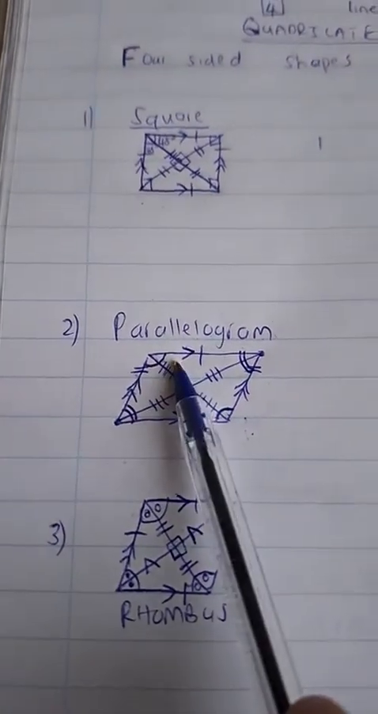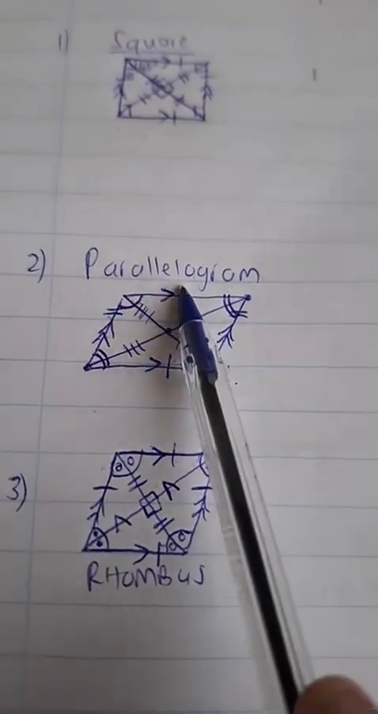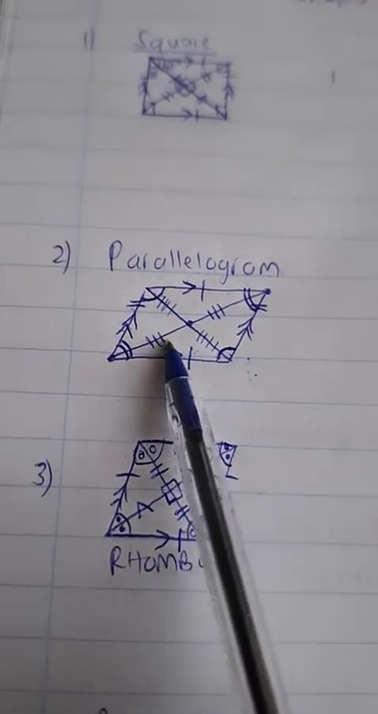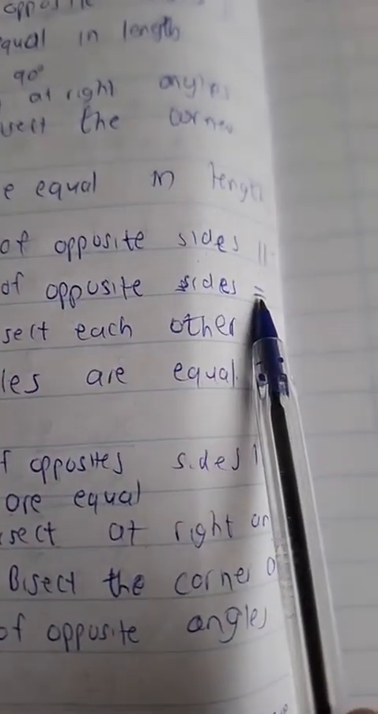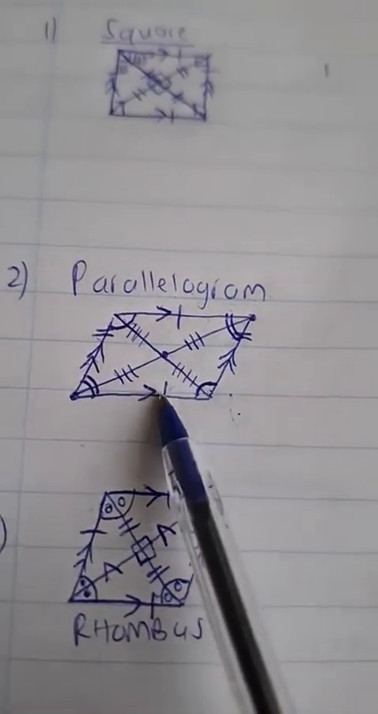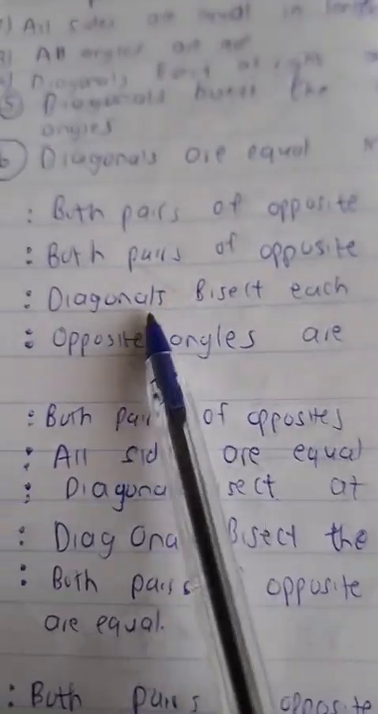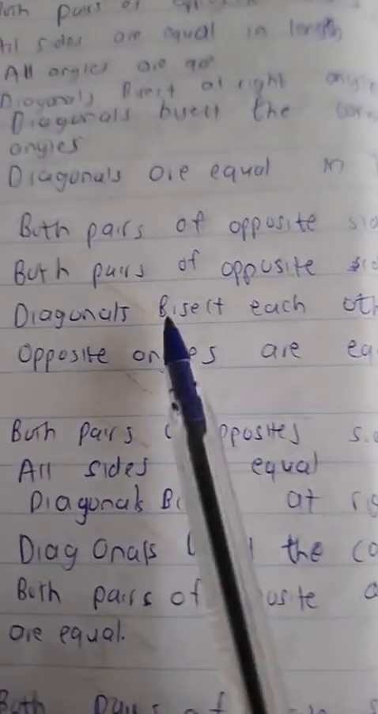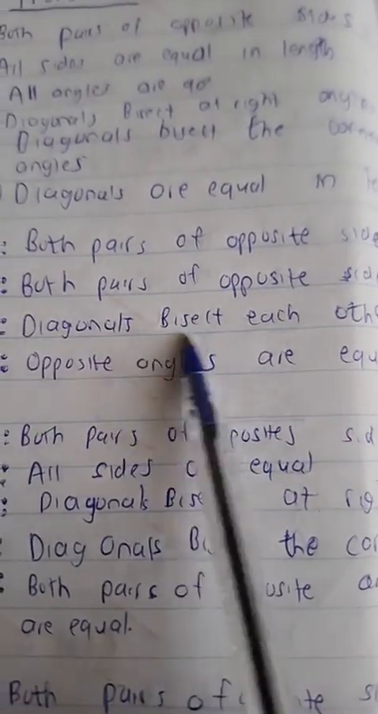So I'm just going to recap again. I said 1, that both pairs of opposite sides are parallel for a parallelogram. So this side is parallel to that one, and that side is parallel to that one. 2, both pairs of opposite sides are equal. Definitely, this side is equal to that one, that side is equal to that one. 3, diagonals bisect each other. The word bisect means the diagonals cut each other into half.